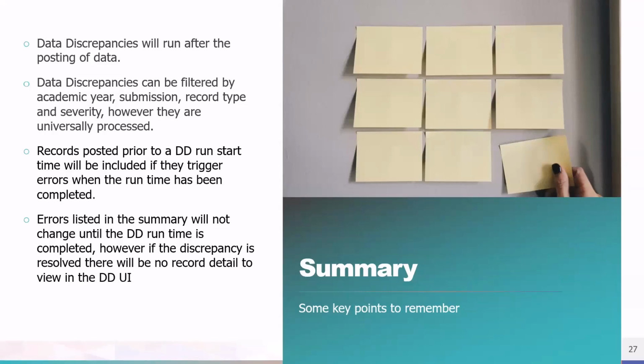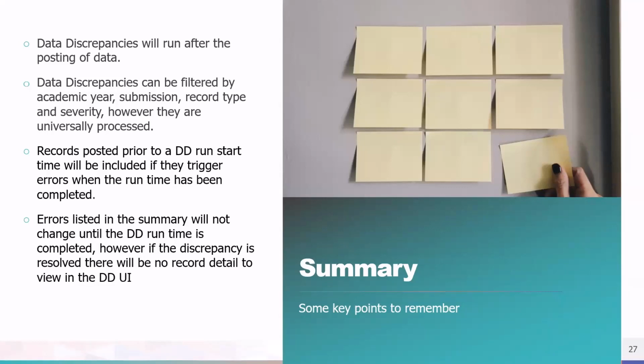However, if the discrepancy is resolved, there will be no record detail to view in the DDUI or in the display grid. So remember, if you resolve a data discrepancy and the run start time and the run completed time appear, you will not expect to find that data discrepancy listed in the summary grid or in the display grid.